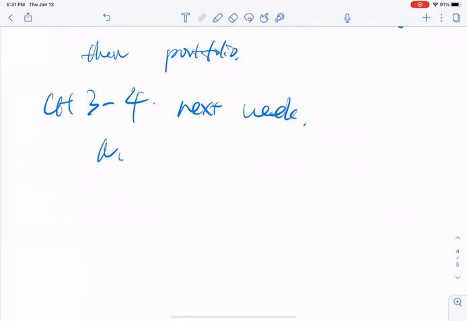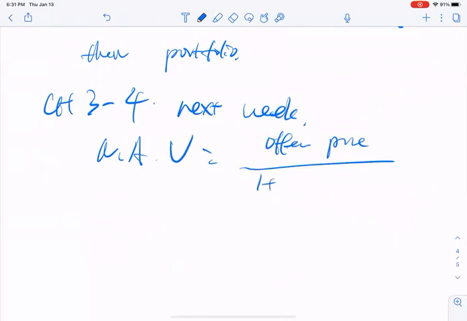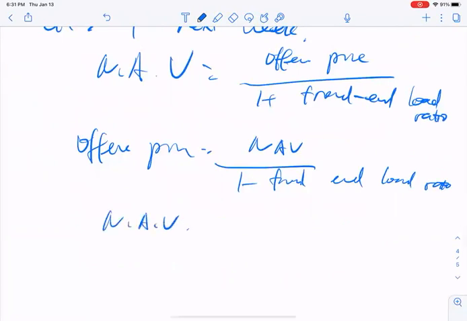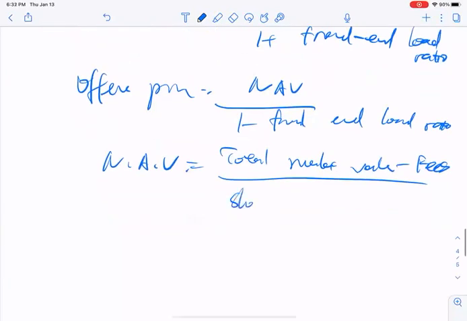The net asset value, to make your life easier, right? The net asset value is the offer price divided by 1 plus the front end load ratio, okay? And offer price equals the net asset value divided by 1 minus front end load ratio. And another formula of the net asset value, depending on what is given, is total market value minus the fees divided by shares outstanding, okay? So these formulas should help you to do the homework. It will make your life easier, so you don't have to read the ebook that long.